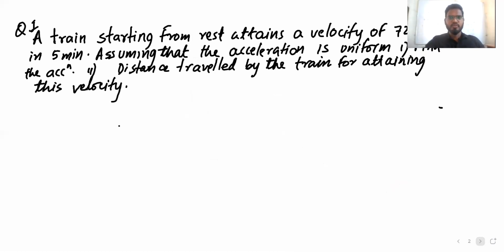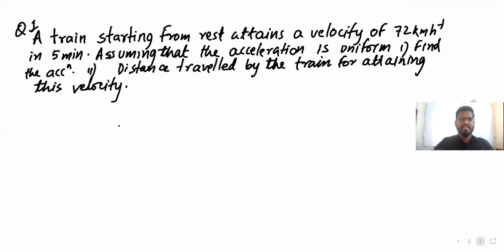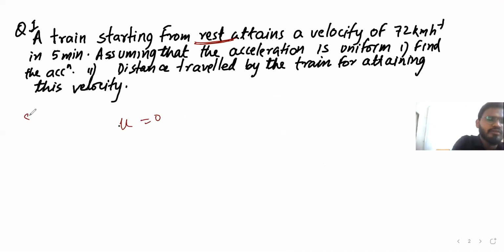So let's see. The first question is: a train is starting from rest. Now see how you are supposed to do a numerical. That is more important. Rest means initial velocity is 0, right? A train is starting from rest, so it attains a velocity of 72 km per hour. So final velocity is how much here, guys? 72 km per hour, right?